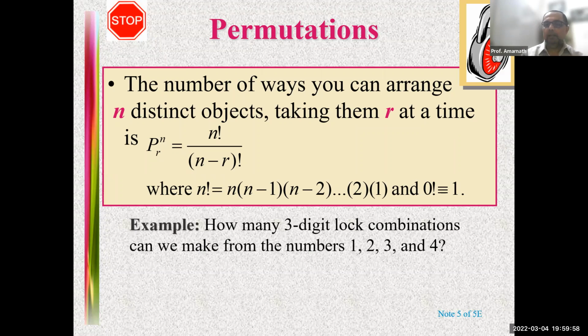How many 3-digit lock combinations can we make from the numbers 1, 2, 3, 4? Simple thing, I think, the digit locks. As a child I was very interested in this. It had made an appearance at that point of time. My father had bought me one out of sheer curiosity for him also and for me. That was an in thing. Today I'm not sure if people use this kind of thing. But lock combinations are all probability theory.